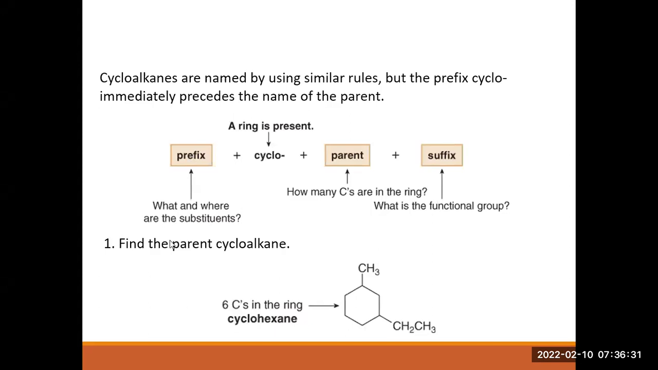So let's check. First, find the parent cycloalkane. So there are how many C's? So 1, 2, 3. But it's a ring structure, so there are 6 C's in the ring, and therefore it's called a cyclohexane. But as I said earlier during our class, we won't be focusing on cycloalkanes, only acyclic alkanes. But of course, it's already here, so we get to know them also.